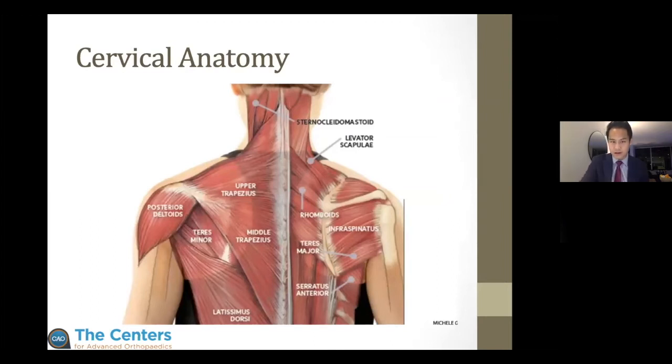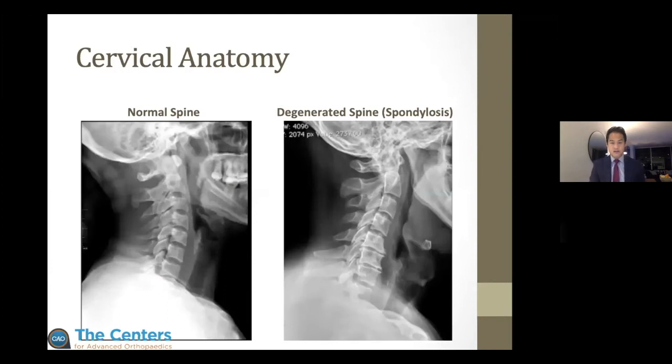Putting this all together, this is an x-ray of a normal spine here on the left and a degenerated spine here on the right. And we can see that there's a difference here, but what exactly are we looking at? Okay, and so this slide helps point out what things can go wrong that can cause neck pain.